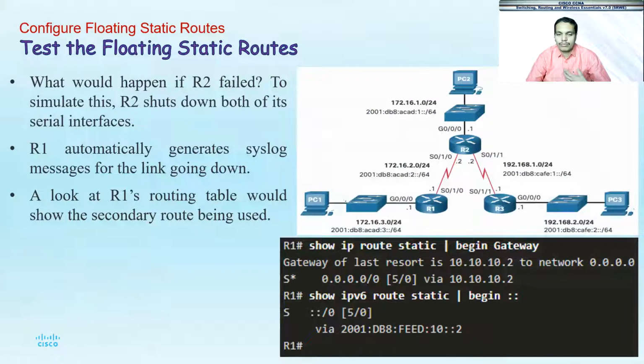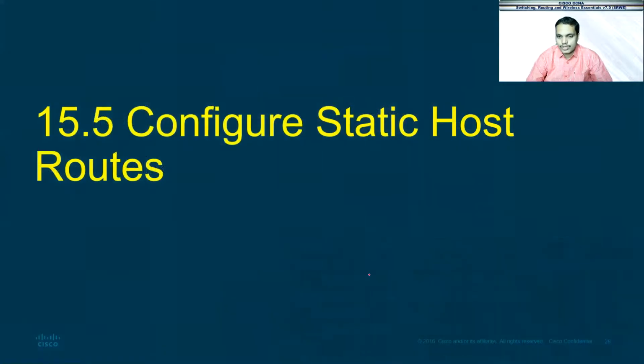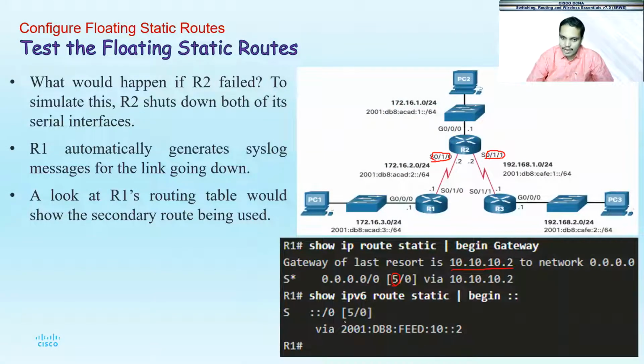But check out a scenario where R1 and R2 shut down both of their serial interfaces. If these two interfaces go down, then you can see here, looking at the gateway of last resort, the second route which I set up, 10.10.10.2, comes into play. You can see the default static route has changed now, with an administrative distance of 5, because I mentioned 5 in my command. So this is how floating static routes are used. Similarly for IPv6, the administrative distance is shown as 5, and the floating static route has now become the primary route.